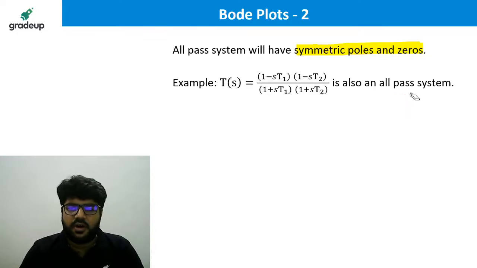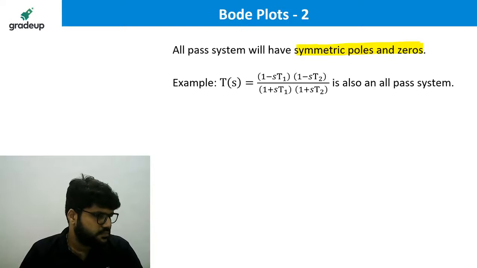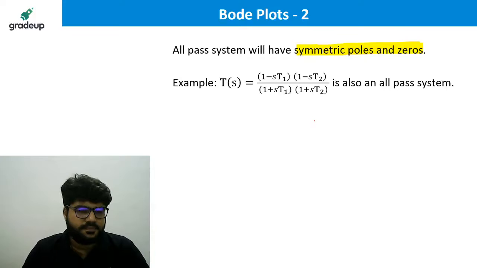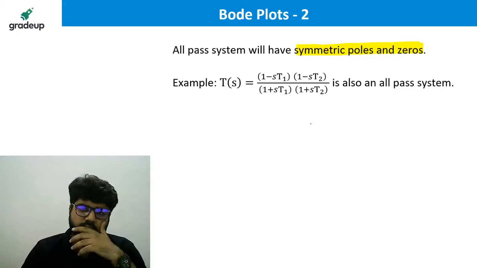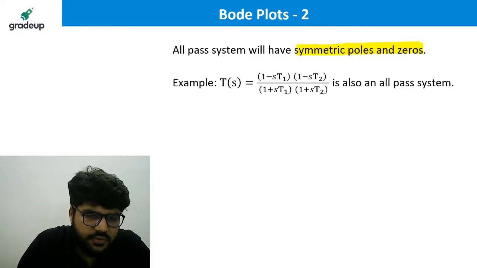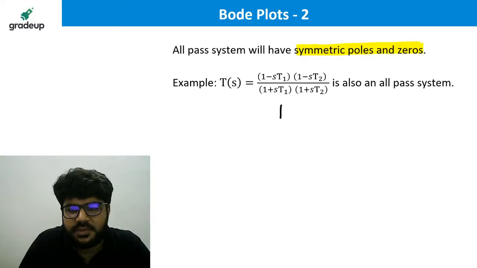This is also an all pass system, guys. Because if you try to sketch the poles and zeros, it is symmetric. If you sketch the poles and zeros of this, that will be just symmetric.